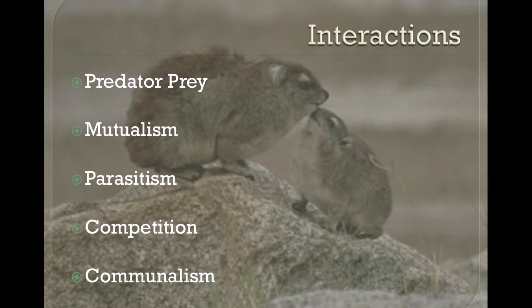Mutualism is when two species both benefit from the interaction. An example of this is the Arctic poppy and the Arctic bumblebee. The Arctic bumblebee gets the nectar and food from the poppy, while the poppy gets pollinated. This interaction is mutually beneficial for both species.